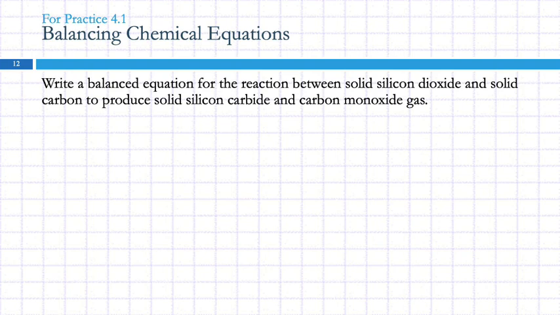Write a balanced equation for the reaction between solid silicon dioxide and solid carbon to produce solid silicon carbide and carbon monoxide gas. Okay, so we need a skeleton. That means we need the formulas for these different reactants and products. So we've got solid silicon dioxide and, that's plus, solid carbon to produce, is the arrow, solid silicon carbide and carbon monoxide gas. So this is a sentence describing this chemical reaction. We're going to write it as a chemical equation, which is a shorthand sort of way.